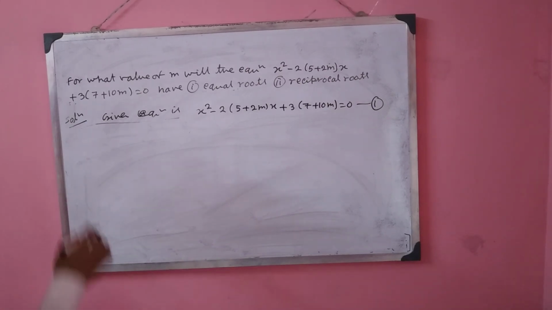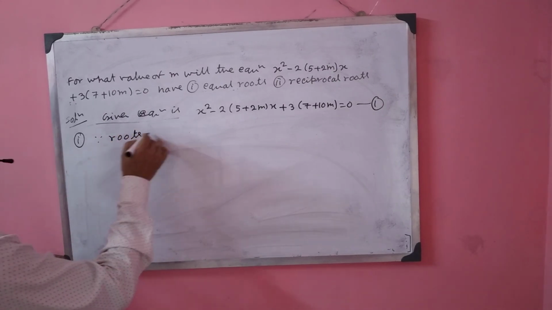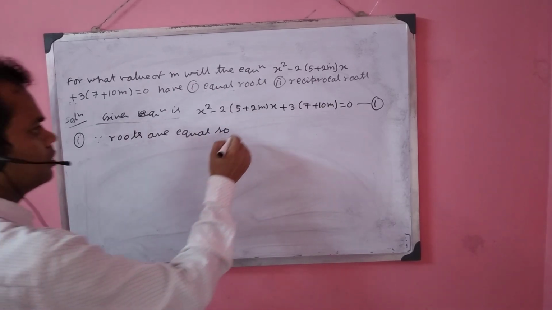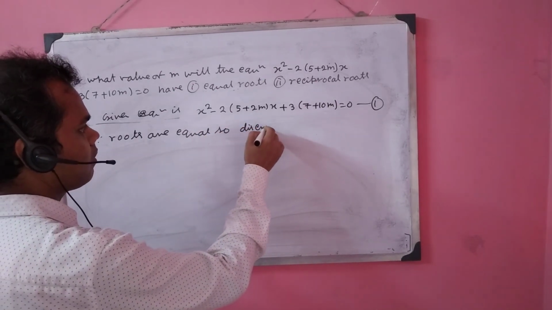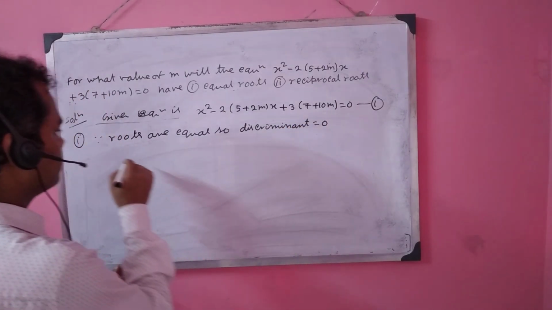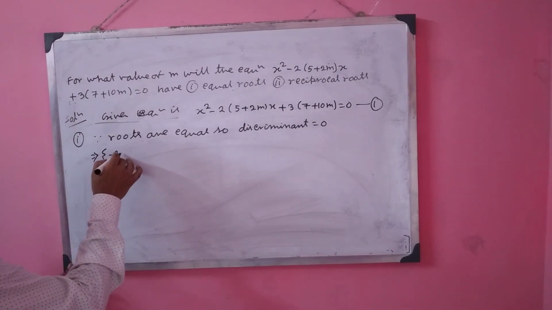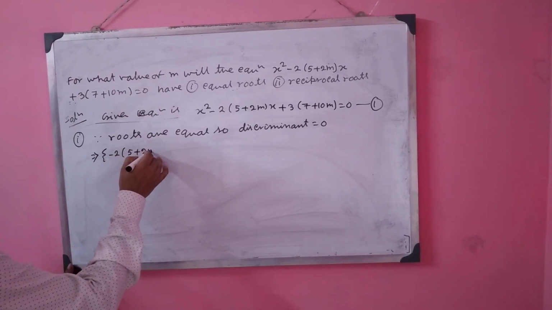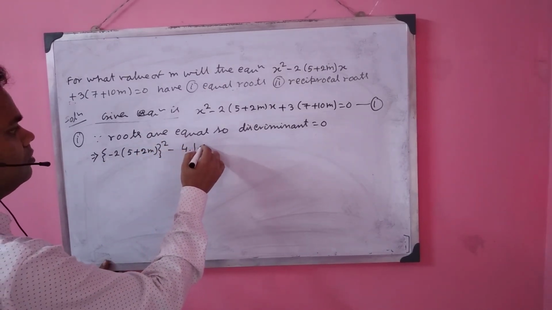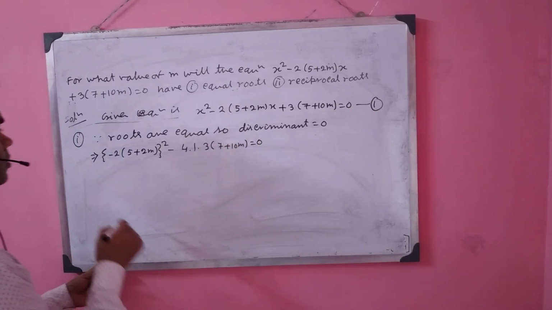Since the roots are equal, the discriminant equals 0. Discriminant means (−2(5 + 2m))² − 4 × 1 × 3(7 + 10m) = 0.